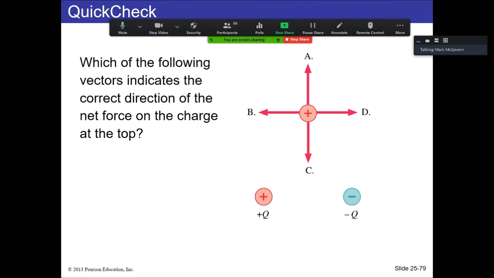Which of the following vectors indicates the correct direction of the net force on the charge at the top? Okay, so we've got a positive Q and a negative Q. What's happening here?